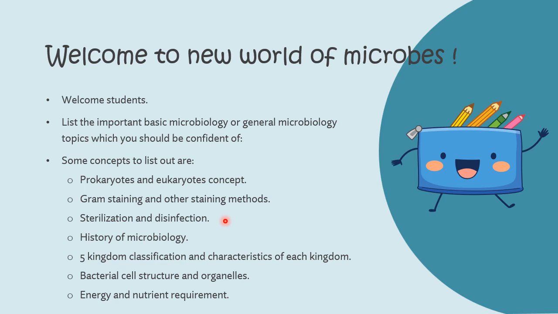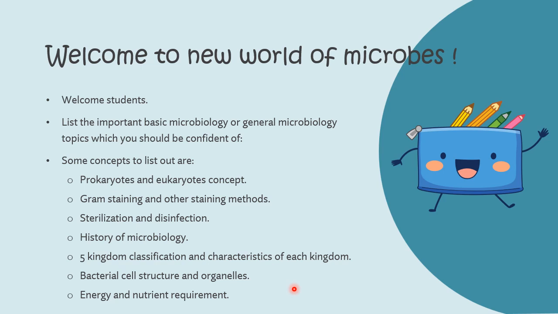So the first is difference between prokaryotes and eukaryotes. Then staining. In case of staining, gram staining is very important, and even other staining methods. Then sterilization and disinfection. Then history of microbiology. Okay, so there is history of microbiology included in your first year separately, and that is important. Then comes five kingdom classification and characteristics of each kingdom.